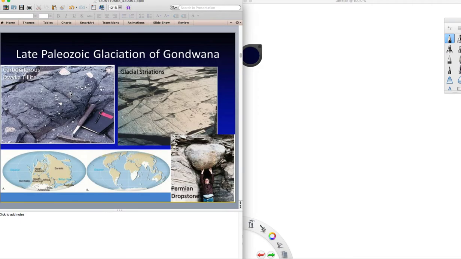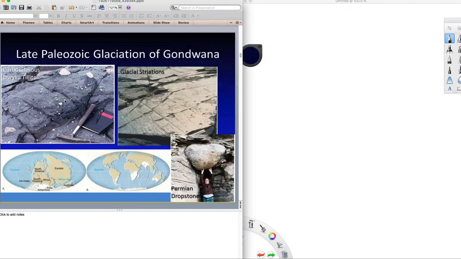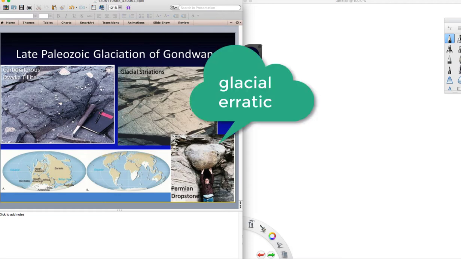The other thing that glaciers leave, they leave a deposit. They move rock and they drop the rock, and that deposit is usually called tillite or till, T-I-L-L. Poorly sorted, kind of randomly haphazard, dropped off material. Here's more glacial striations, and then here's a dropstone. So if a big boulder was carried by the glacier, eventually it drops it off. Sometimes we call these glacial erratics.